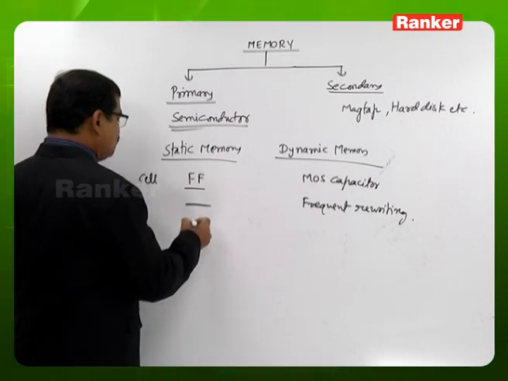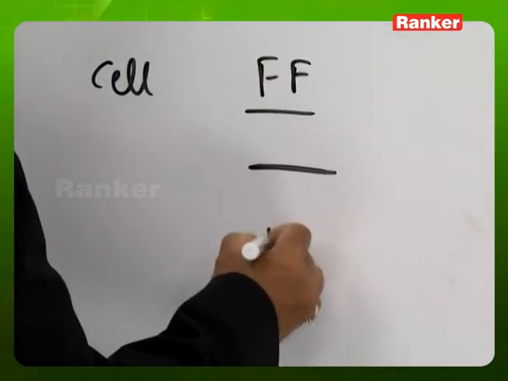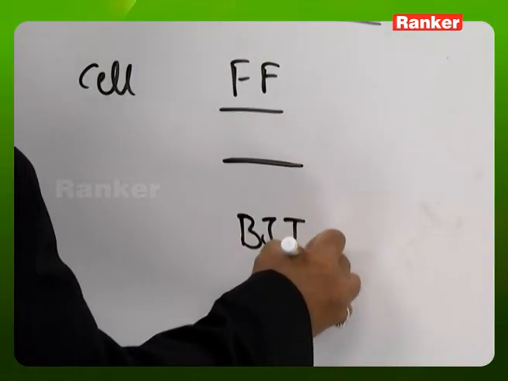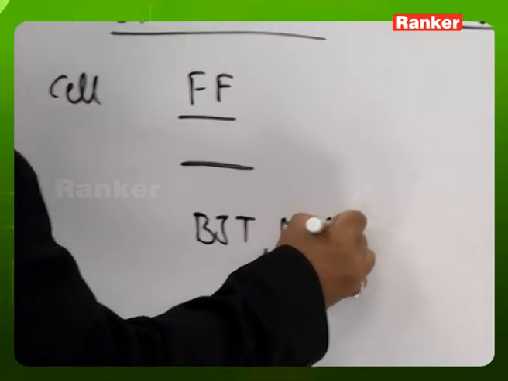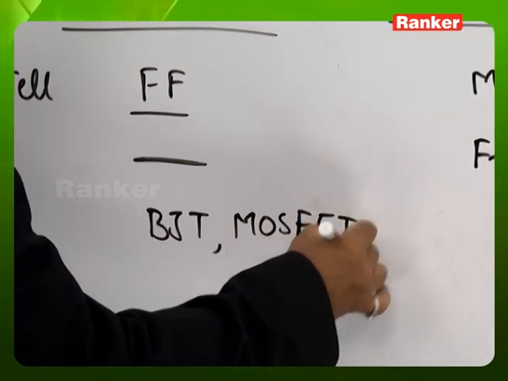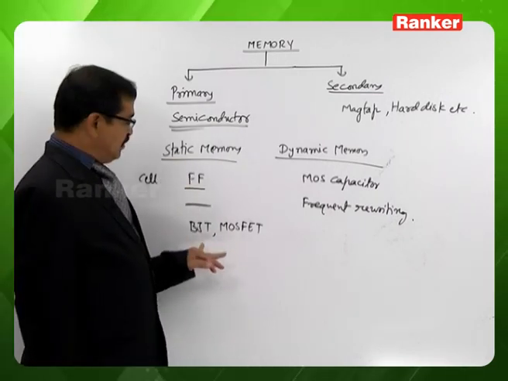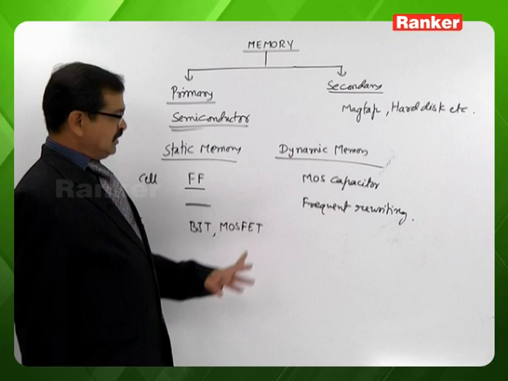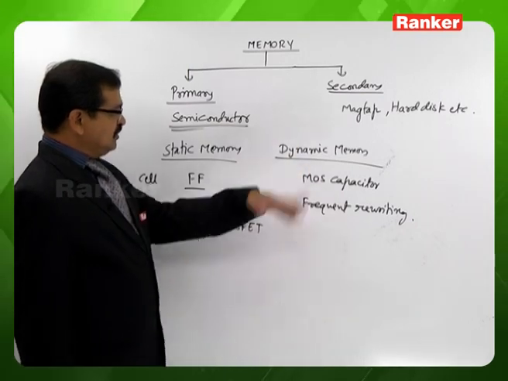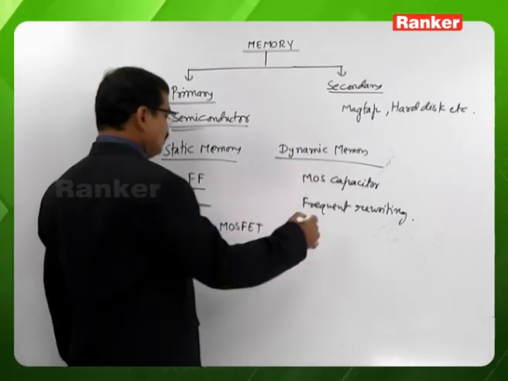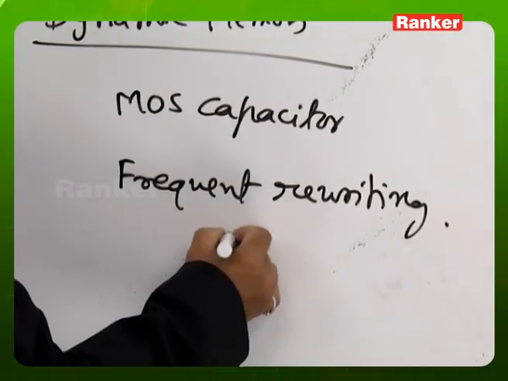A static memory cell is implemented using maybe bipolar junction transistors or maybe MOSFETs. So we have the static memory implementation possibility using BJTs or MOSFETs, whereas dynamic memories can be implemented using only MOSFETs.